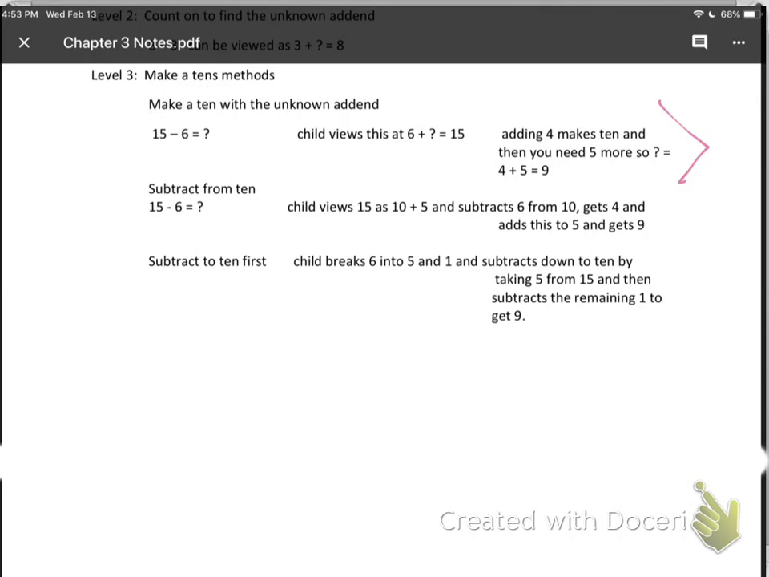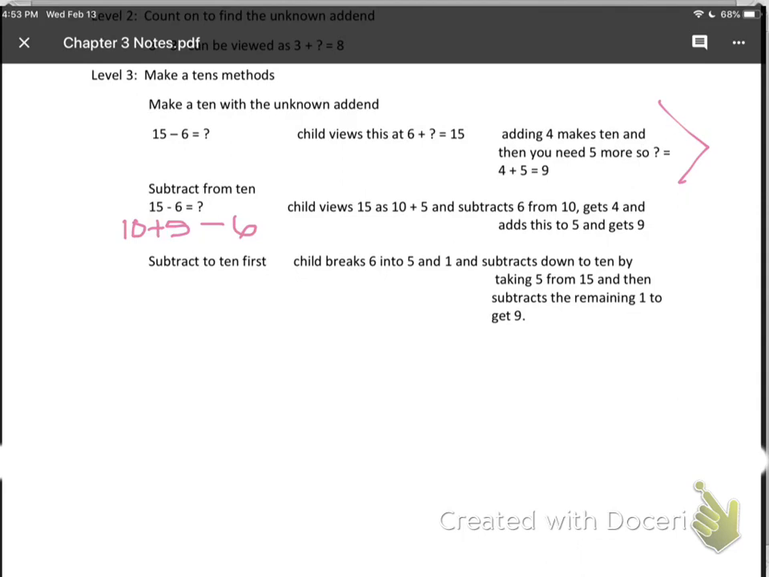Another way is to subtract from 10. If you have the same problem, 15 minus 6 equals something, the child views 15 not just as 15, but as 10 plus 5. And you're going to subtract 6 from that. It's pretty easy to subtract the 6 from the 10, and you get 4. Add that 4 to the 5, and you're up to 9.